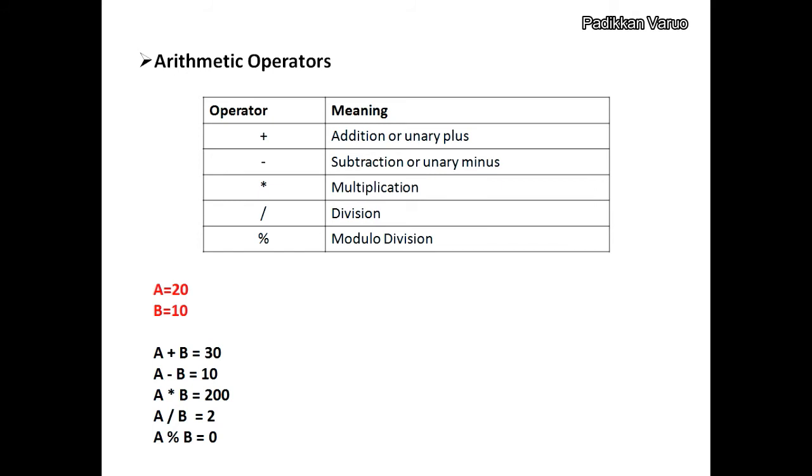So 20 plus 10 means 30, 20 minus 10 means 10, 20 into 10, that is multiplying 20 by 10, we get 200. 20 divided by 10, the result will be 2, and 20 modulo 10 means the remainder. We get the remainder using modular division, that is 0. So this is how the arithmetic operators work.